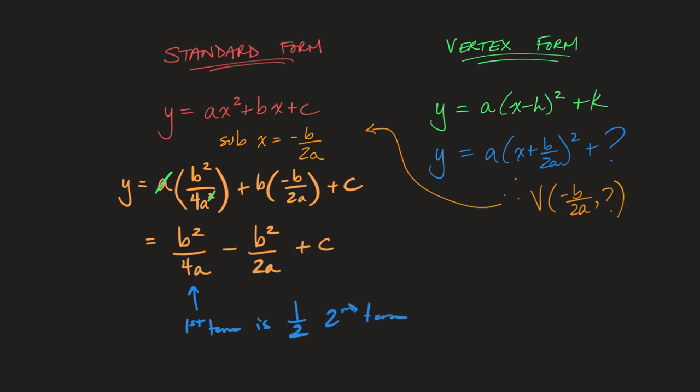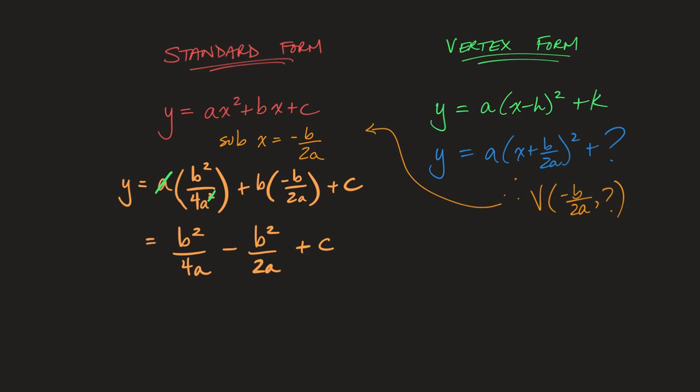Always. Look at my numerators. They're exactly the same, b squared and b squared. That can be used as a check. My first term is half my second term. Now, maybe you like it the other way. If I'm dividing my first term by 4 and my second term by 2, then my second term is double my first term. So it's 2 times my first term. It's double it. Okay, that might not be so obvious to see.